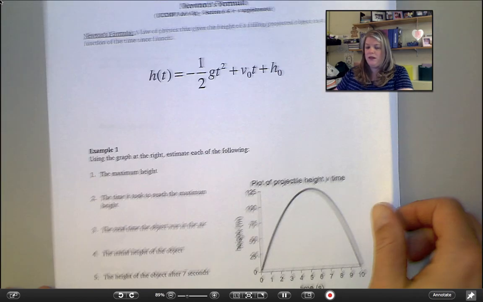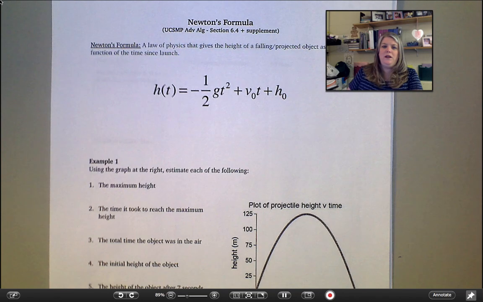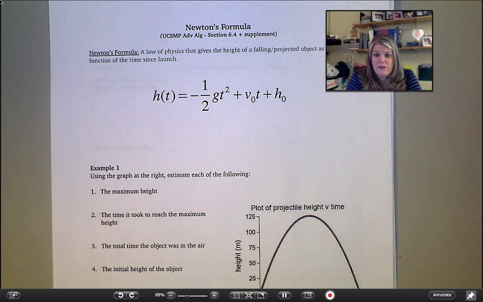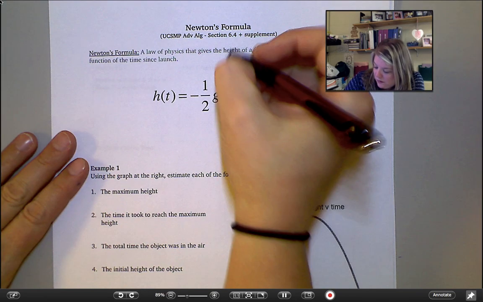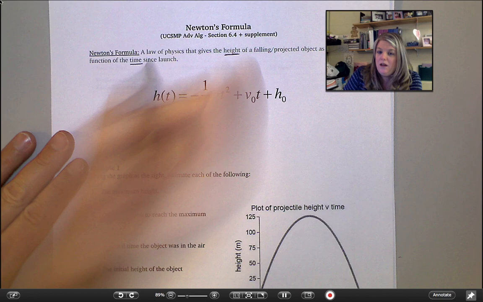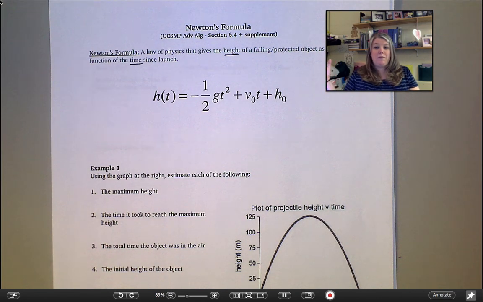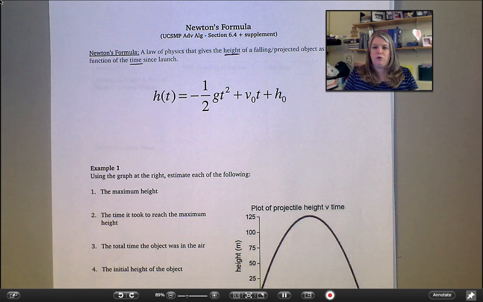Okay, so we're going to get started here and talk about what Newton's formula actually does. Newton's formula is a law of physics, really, and it was designed to measure the height of an object in the air as a function of time, meaning you're looking at, after this much time, how high will this object be up in the air. The big thing to know here is that this formula compares height with time, and this will work for anything that's just dropped or launched in some way. If you throw something or shoot it off a roof or something like that.